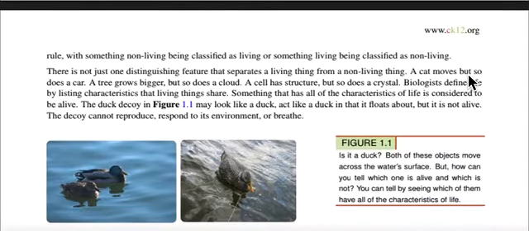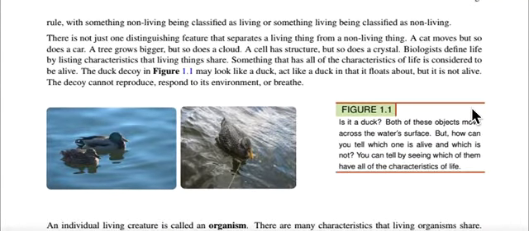A cat moves, but so does a car. A tree grows bigger, but so does a cloud. A cell has structure, but so does a crystal. Biologists define life by listing characteristics that living things share; something that has all of the characteristics of life is considered to be alive. The duck decoy in Figure 1.1 may look like a duck and act like a duck, in that it floats about, but it's not alive. The decoy cannot reproduce, respond to its environment, or breathe.